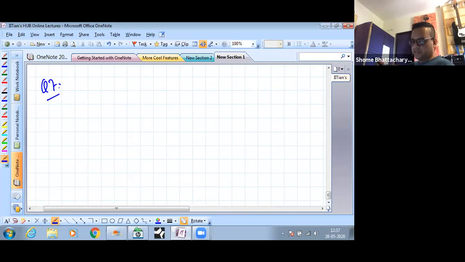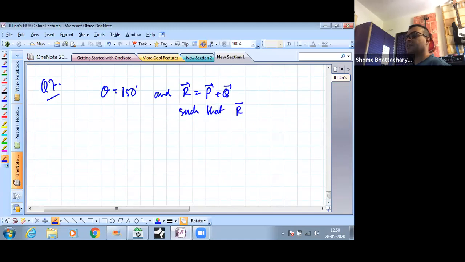So it is saying that P and Q are vectors at an angle of 150 degrees with respect to each other. So theta is equal to 150 degrees. And the resultant, that is P plus Q, is such that the resultant is perpendicular to P. Then the ratio of P to Q we have to find out. P is to Q.